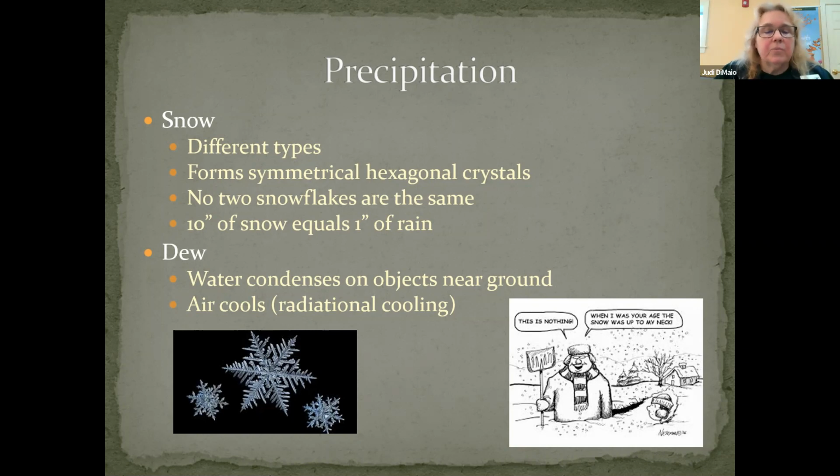And dew is just when water vapor condenses on objects near the ground because there's no clouds to keep the heat in, so it radiates.